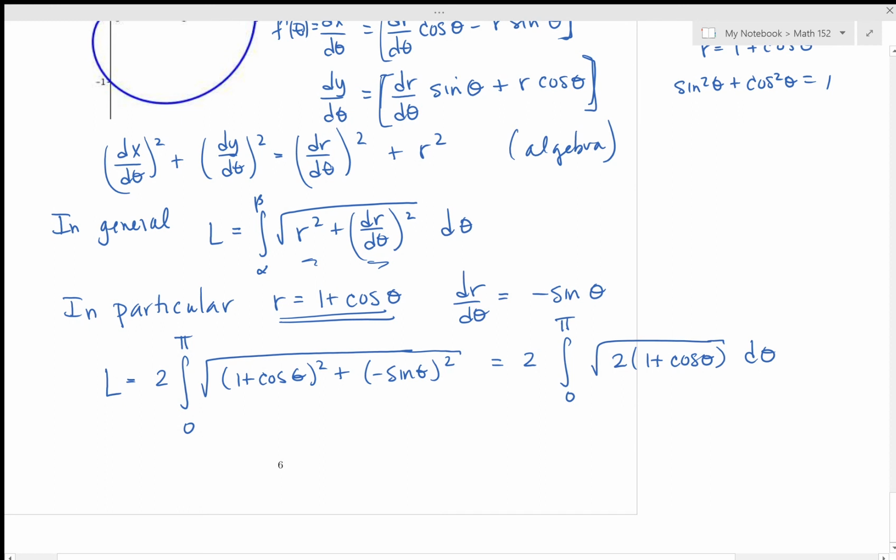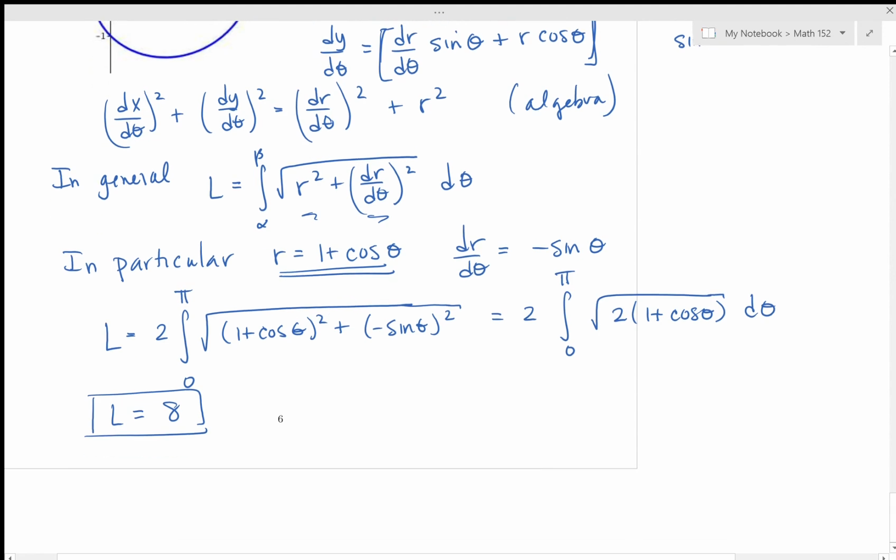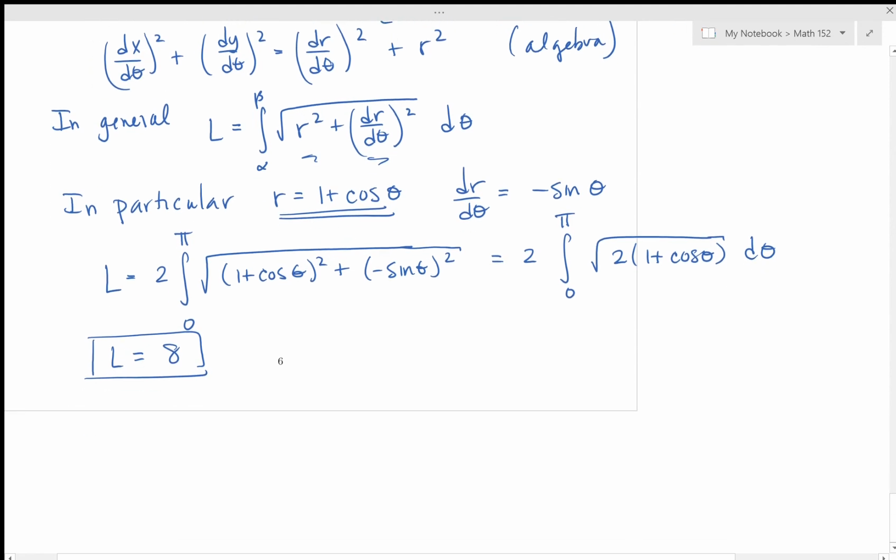Okay, so we can in fact solve this. I want you to do that same as we did in the previous calculation, and you'll come out and find that the arc length is equal to 8. So that is the arc length of the cardioid.